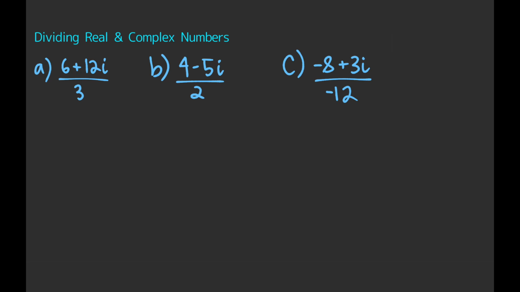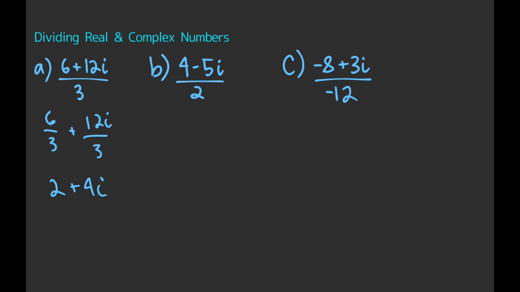This might seem really familiar. What we're going to do is 6 divided by 3 and 12i divided by 3. So we're basically distributing the 3. We're going to get 2 plus 4i. That's our final answer.